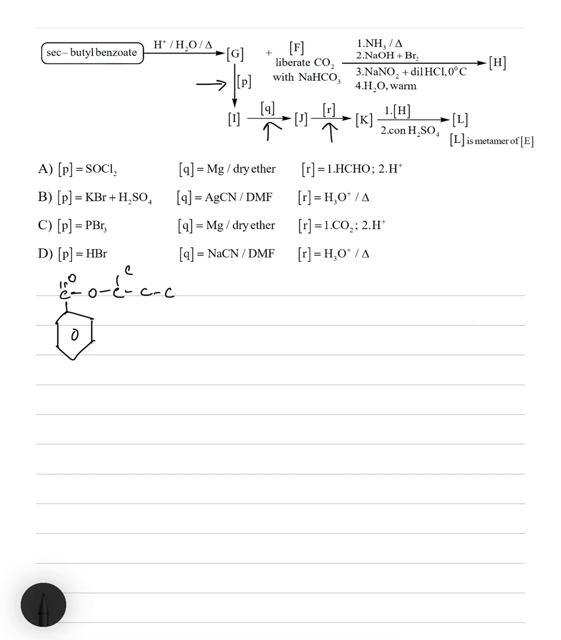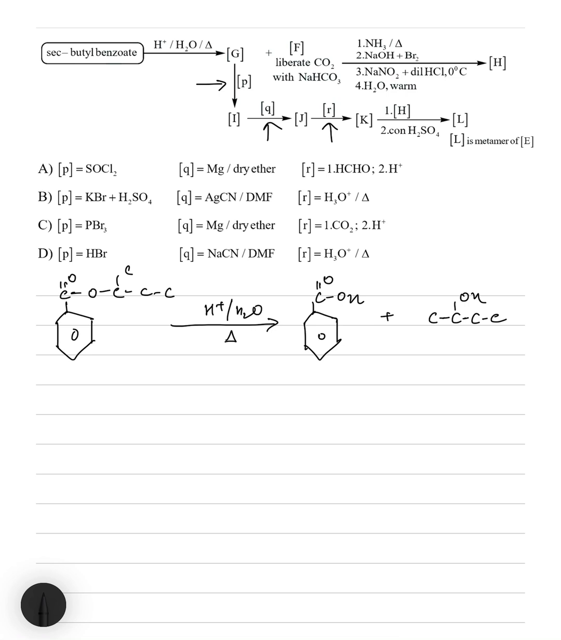At the first step, what is happening? It is undergoing acidic hydrolysis. And we know esters undergo hydrolysis to form alcohol and acid, right? So it will undergo hydrolysis and form benzoic acid and a 2-degree alcohol, this one, 2-butanol. Now we have to check which one is G and which one is F.